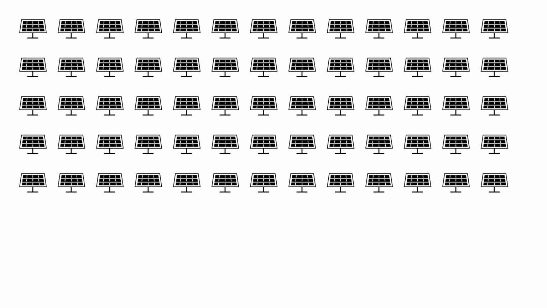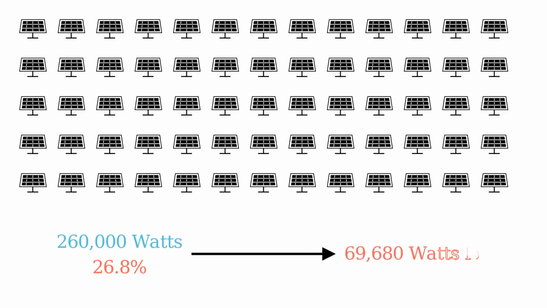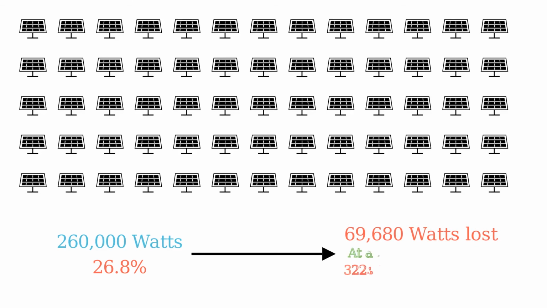Well, you might say that's not a big deal, right? But what if instead of having one panel, we have a bunch of these? In this example, we have 260,000 watts with a 26.8% ratio loss. This means that we have lost almost 70k watts. At 11 cents per watt, this means that we're going to lose $322 US per week. This is just an example, but I'm not getting far from reality.